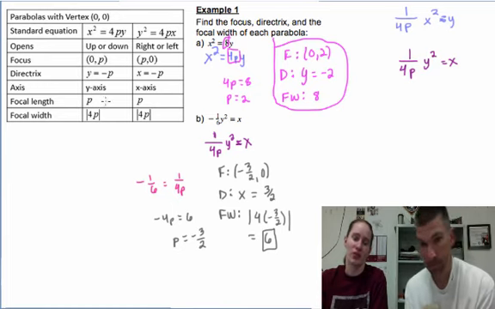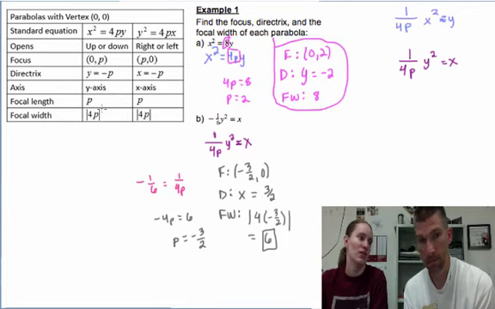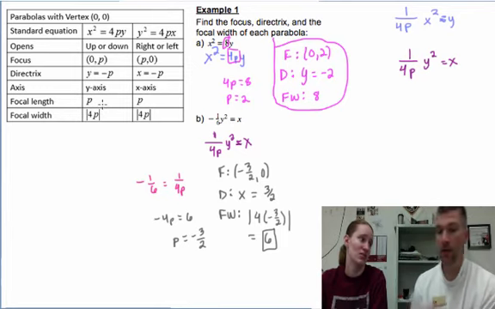So should our focal length be an absolute value as well? No, because the focal length, we need to know which direction to go so that we know which way our curve bends. So that has to be negative.